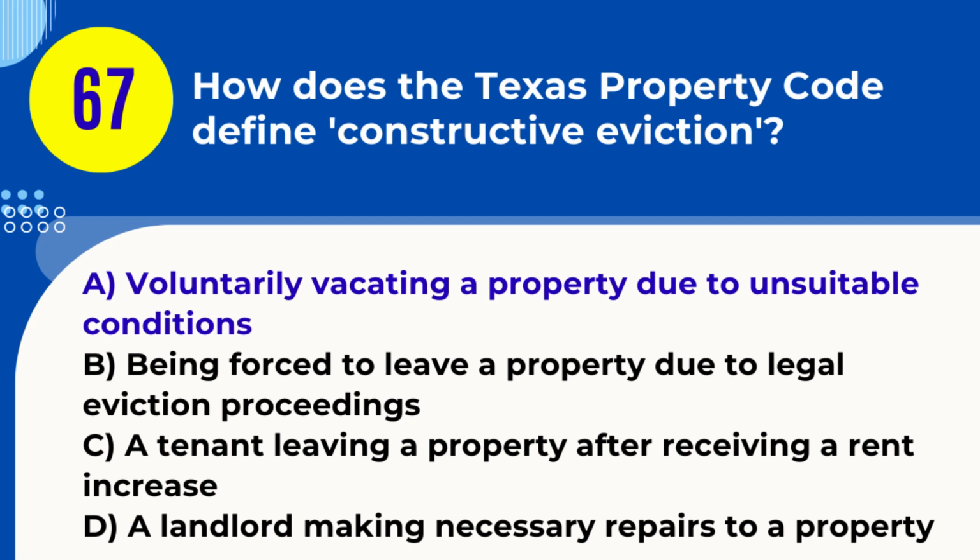Answer. A. Voluntarily vacating a property due to unsuitable conditions. Explanation. Constructive eviction in Texas occurs when a tenant is forced to leave a rental property because the landlord has failed to provide suitable living conditions, effectively evicting the tenant without going through formal eviction proceedings.